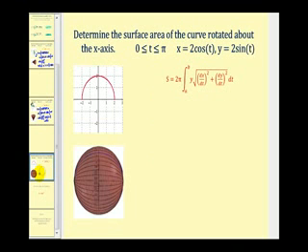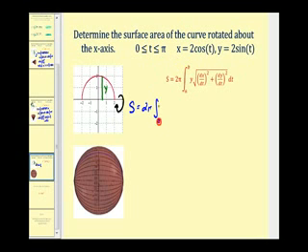Let's take a look at one more example. Here we want to determine the surface area of the curve defined by these parametric equations on the interval from 0 to pi about the x-axis. So here's the graph of the curve on this interval. If we rotate this about the x-axis, it'll produce this sphere. And once again, notice the distance from the curve to the axis of rotation here would be equal to y, which we find in our formula. So this definite integral should give us the surface area of this sphere with radius 2. Let's go ahead and try it.